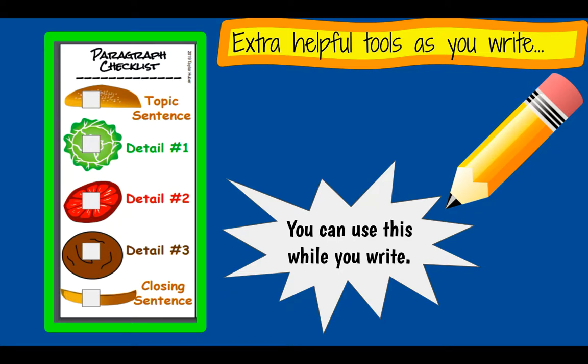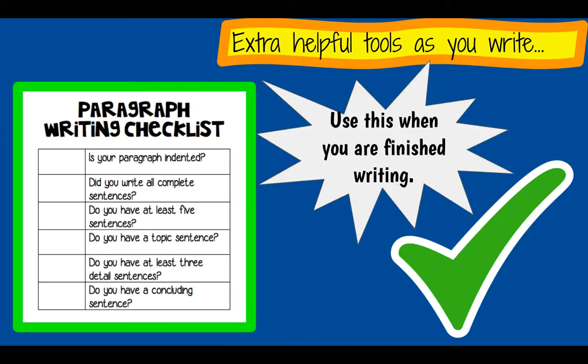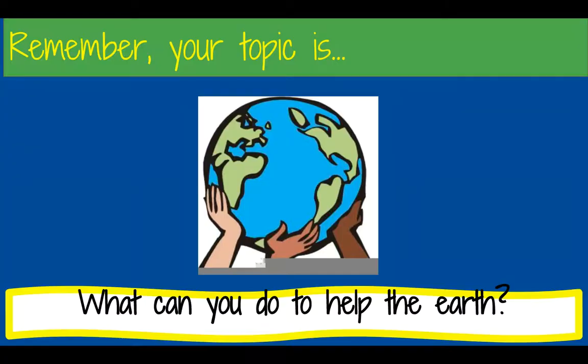Here's some extra helpful tools as you write. You can use this checklist while you're writing to make sure you don't forget any important parts of your paragraph. Here's another extra cool tool. You can use this paragraph writing checklist when you are finished with your writing to make sure you didn't leave anything out. Remember, your topic is what can you do to help the earth?